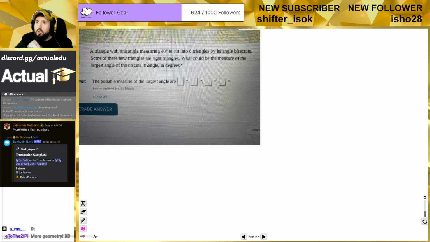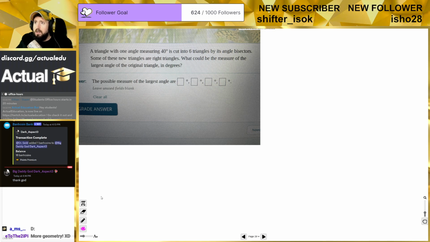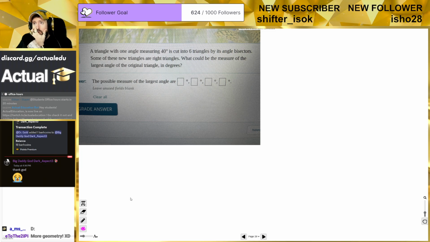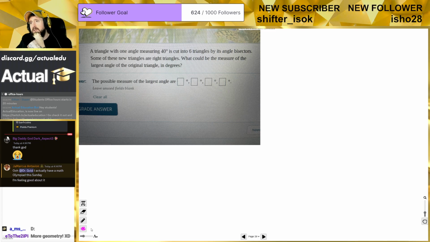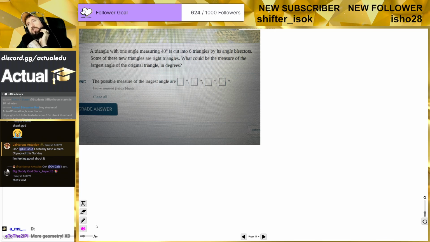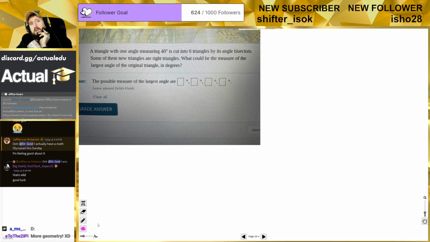A triangle with one angle measuring 40 degrees is cut into 6 triangles by its angle bisectors. Some of these new triangles are right triangles. What could be the measure of the largest angle of the original triangle in degrees? Oh, my God. Wow. The possible measures of the largest angle.